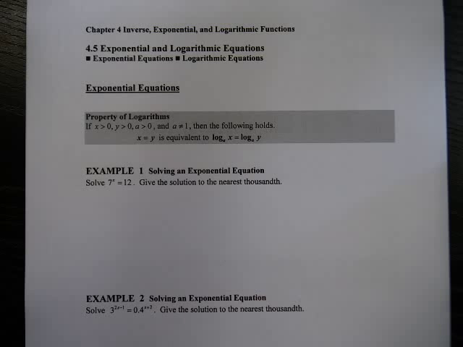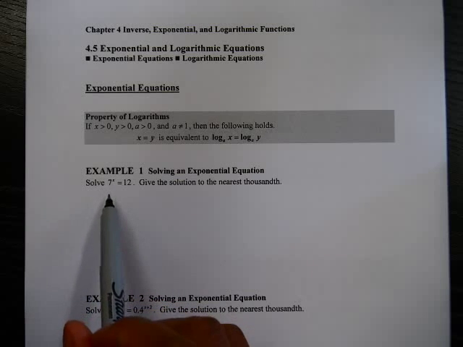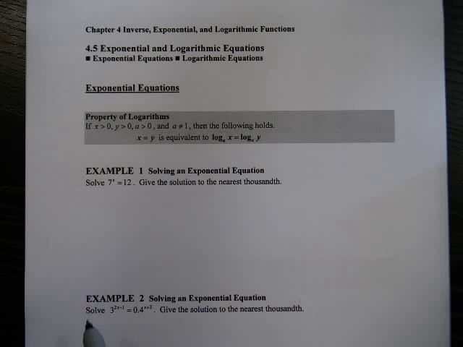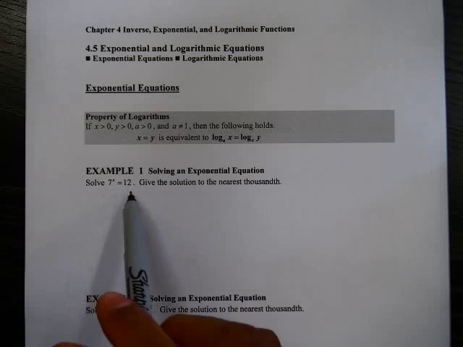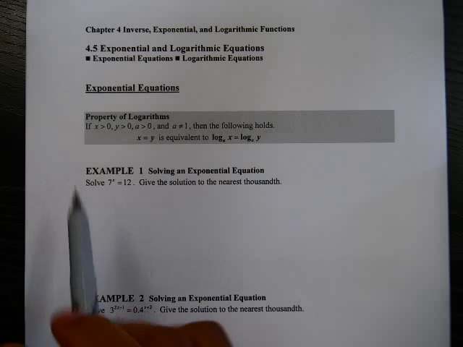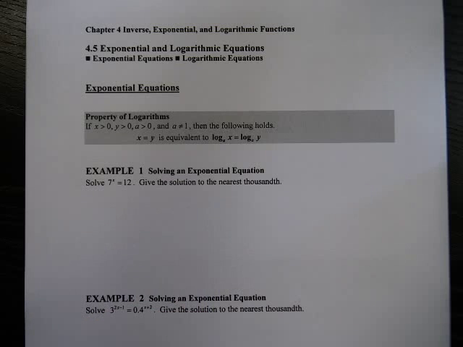So, for example 1, solving exponential equations. We want to solve 7 to the x power equals 12. Give the solution to the nearest thousandth. Usually with a problem, we have the x in the exponent position. We try to get our bases to be the same. But with 7 and 12, it's hard to get our bases to be the same, so we need some other way of solving for x.